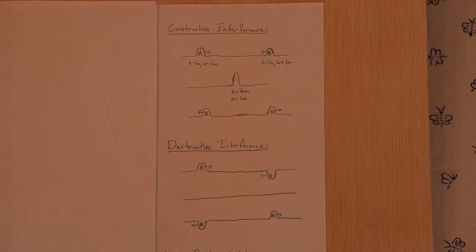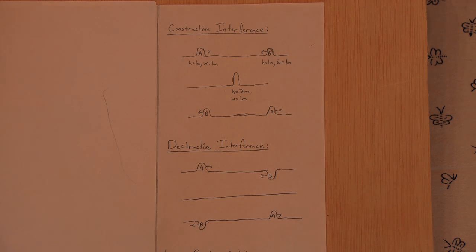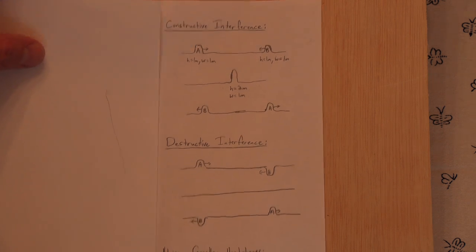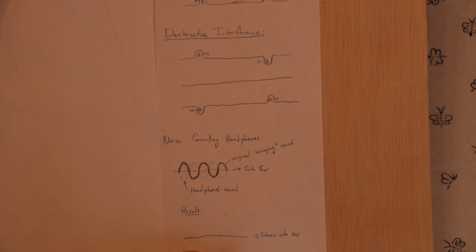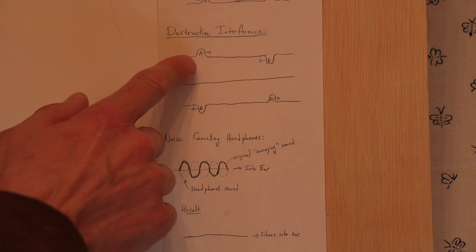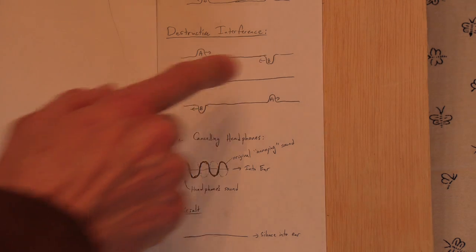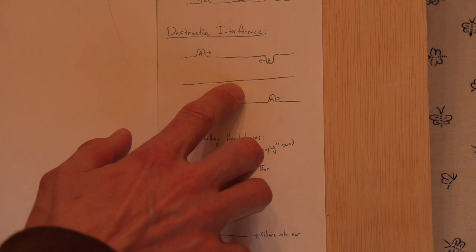Okay, so that's constructive. You could also have two troughs coming instead of two crests and make a big down trough, and that's also considered constructive interference. The other kind of interference is destructive interference. This is what happens when you have a crest and a trough approaching each other. So positive 1 meter, negative 1 meter. When they meet, they add to 0.